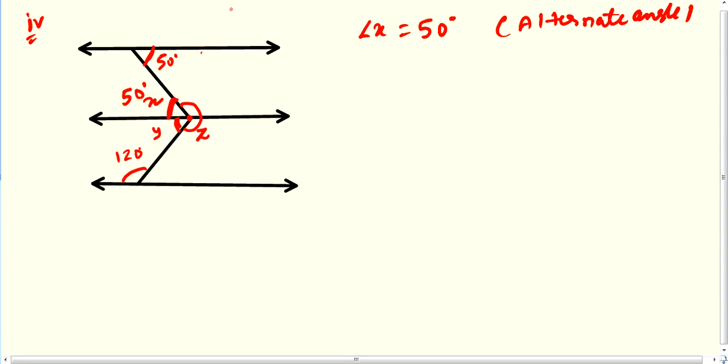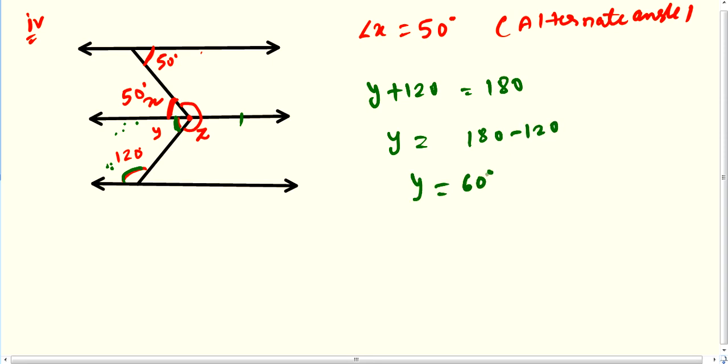Now this y we have to find. Again these two lines are parallel and this line is a transversal. So in this particular scenario, y and 120, these two are interior angles. That means these two are co-interior angles, and as I told you, the sum of two co-interior angles is equal to 180. So y plus 120 will be equal to 180. So y equals 180 minus 120. Y equals how much? 60 degrees. So this one is 60 degrees.